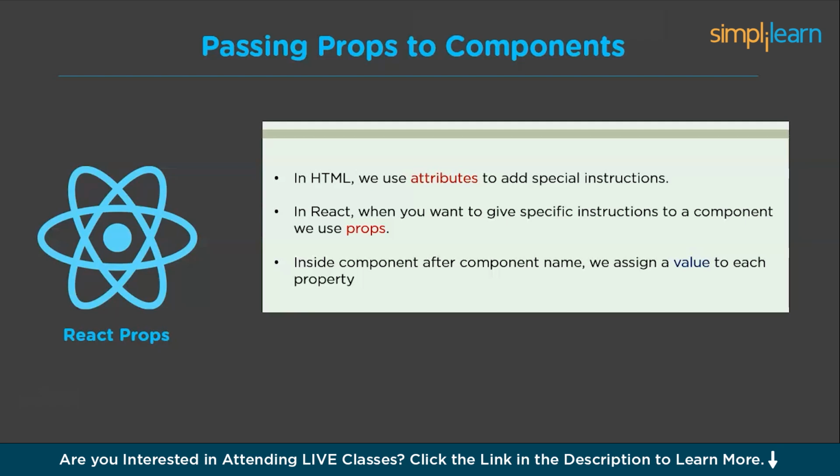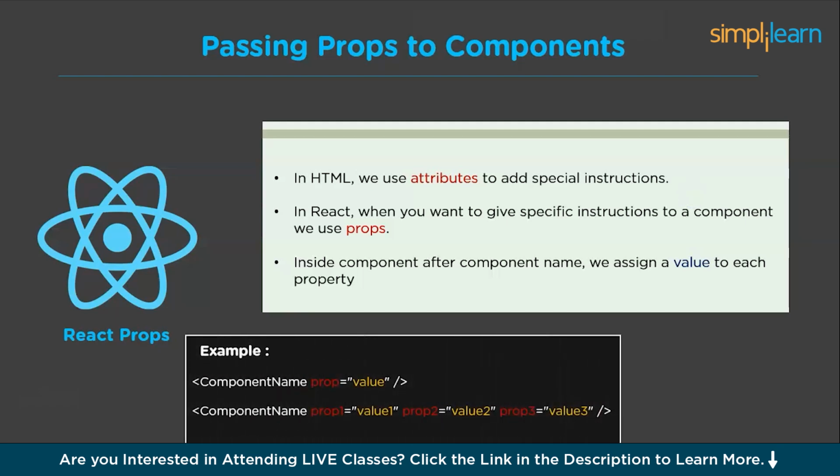Inside the component tag, after specifying the component's name, we assign a value to each property. As you can see, component name, prop equals value. We can also use multiple props, that is, multiple values. As you can see, prop1 value1, prop2 value2, prop3 value3. So it's up to us. Alright, now this was about passing props to components.